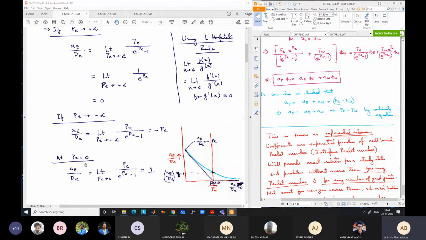In that case, both the sides, west and east, should have equal influence on the grid point value. Okay. And if we see in this case, Peclet number 0, this value goes to 1. The same thing will happen for the AW by DW value also. It will also go to 1, and both will have equal influence on the grid point value. Okay, this is the physical significance of the actual exponential solution.